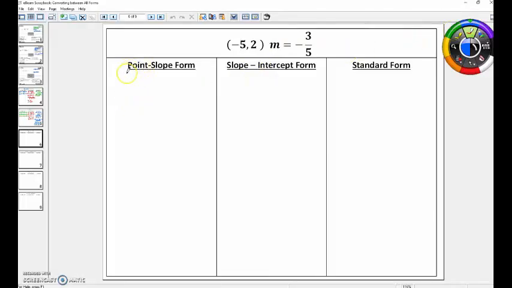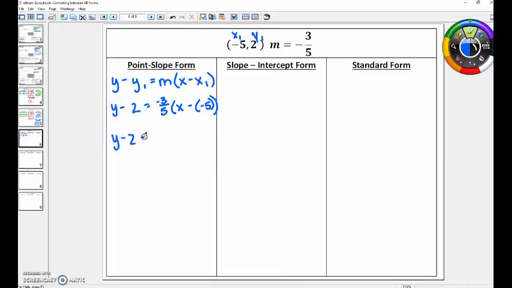Okay, so let's try another example problem. We have negative 5 and 2 as our coordinate, and our slope is negative 3/5. Our point-slope equation, y minus y1 equals m(x minus x1). So y minus our y1, which is 2, equals our slope, negative 3/5, times x minus a negative 5. Make sure to put that negative inside parentheses so that you don't get quite confused. You can go ahead and simplify.